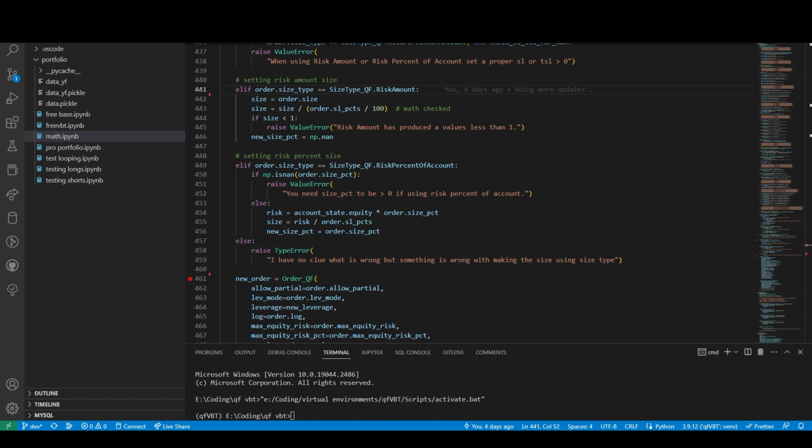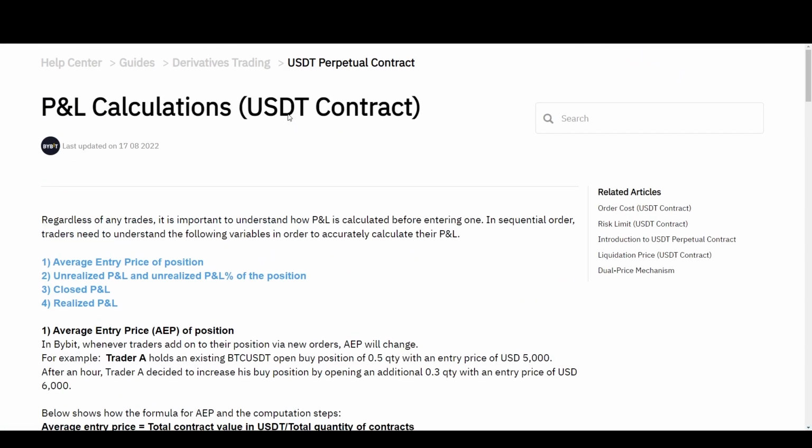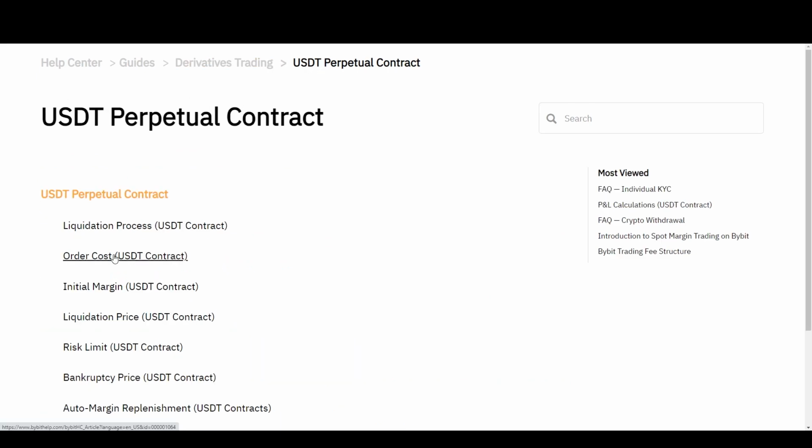So let's see, order cost. I'm not even sharing the right screen, but don't matter. Ain't nobody watching this right now. Order cost.